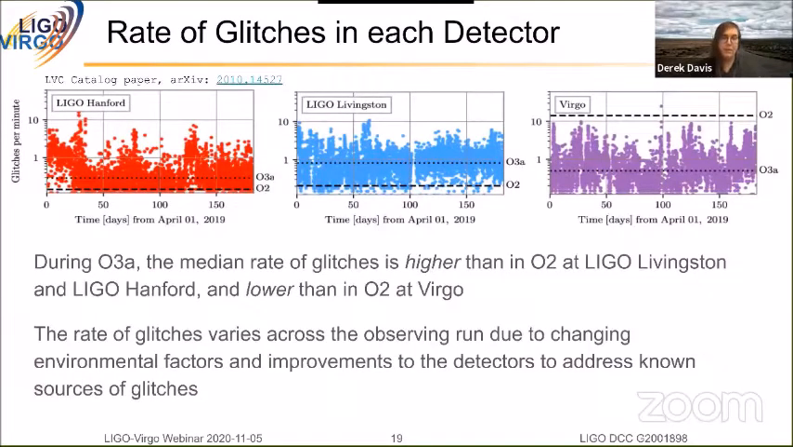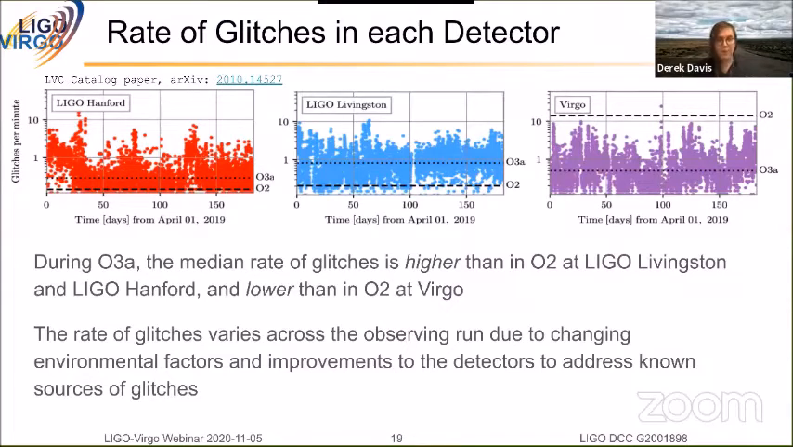Looking at the performance of the detectors in respect to glitches over the entire course of the run, we do see quite a bit of variability at each site. So overall, during O3A, the median rate of glitches is higher than in our previous observing run at both the LIGO Hanford and LIGO Livingston sites. This is partially attributed to the increase in sensitivity of the detectors. But at Virgo, there's over an order of magnitude decrease, sorry, in the glitch rate as compared to O2, which really I think shows how much more stable and sensitive the Virgo interferometer is.